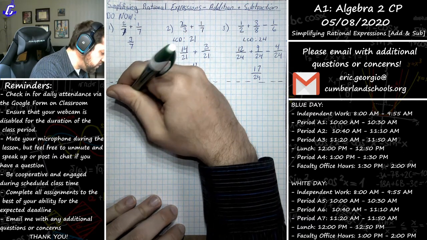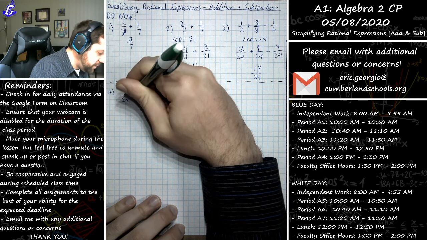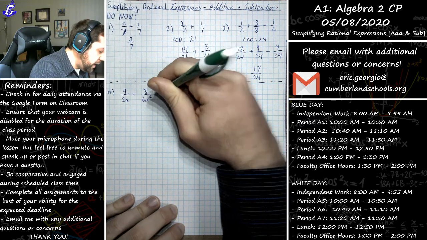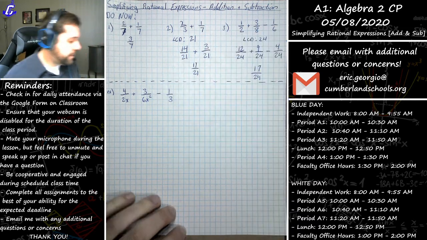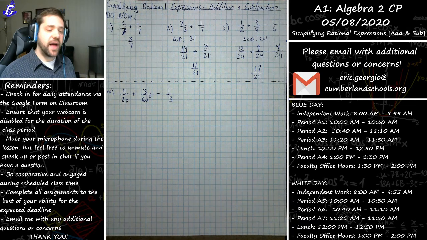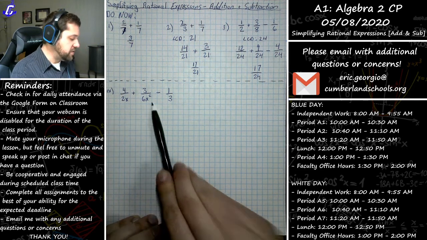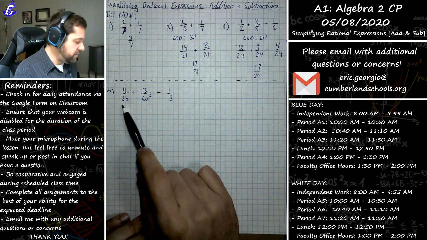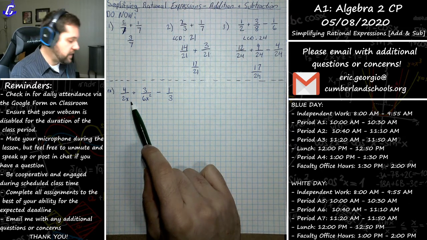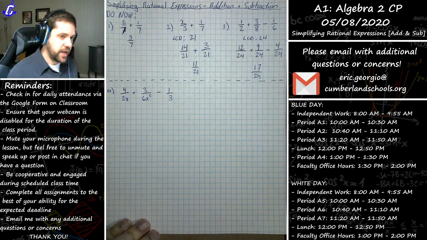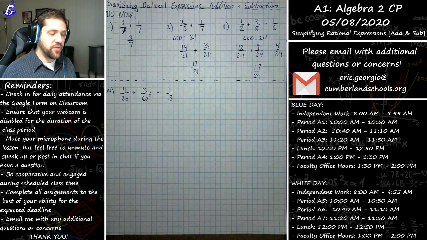So consider this example. I have 4 over 2x plus 3 over 6x squared minus 1/3. Okay? And I want to try to simplify that expression as much as possible. Well, obviously, all of these denominators are completely different. We have a denominator of 2x, a denominator of 6x squared, a denominator of 3. There's no way we can combine those right now.